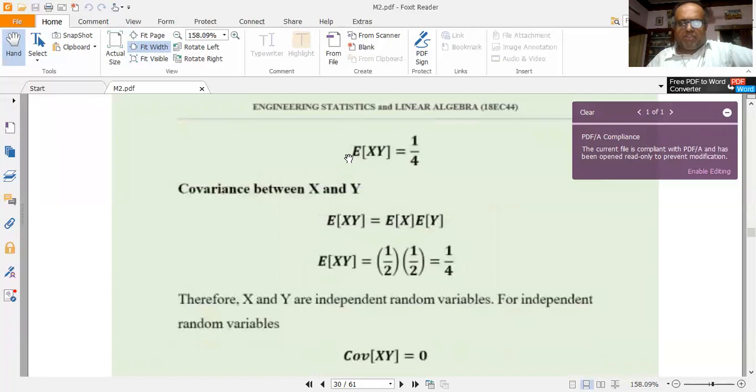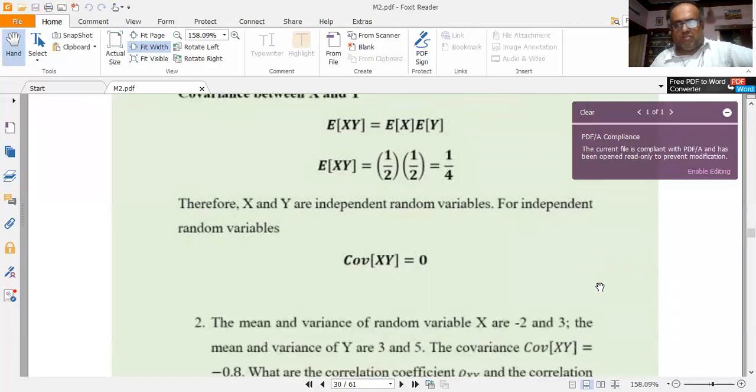So the covariance between x and y is given by E of xy minus E of x into E of y. E of xy is equal to half into half, because E of x is half and E of y is half. What is E of x? E of x is the mean of x, E of y is the mean of y, mu x into mu y, or mx into my. So half into half, I get 1 by 4. So here x and y are independent random variables. And for independent random variables, we can expect that the covariance of xy is equal to 0.